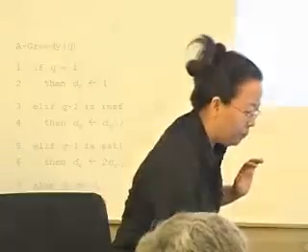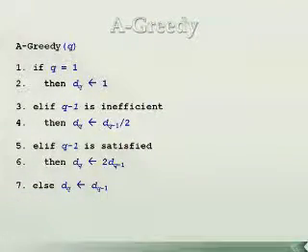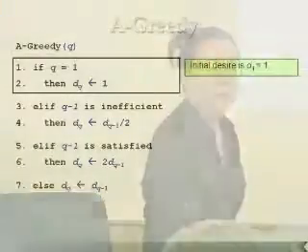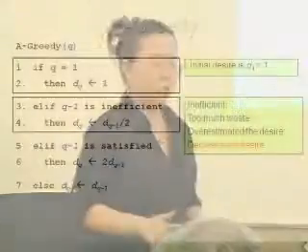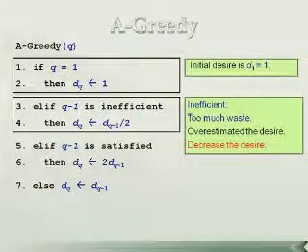With that, here is A-greedy. It's a very simple algorithm. It mainly covers four cases. First, at the beginning, the initial desire will always start from one. If the previous quantum is inefficient, then the current desire is half of the previous desire. The reason is when the previous quantum is inefficient, I have wasted a lot of processor cycles. Then I may have overestimated the desire, therefore I should decrease the desire.